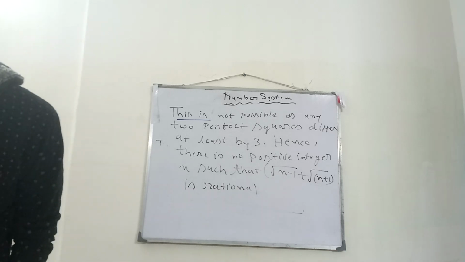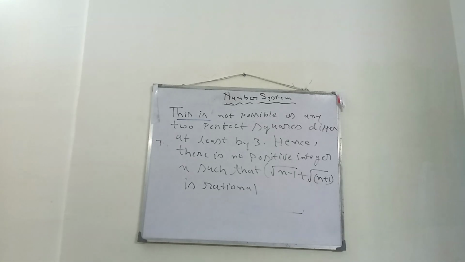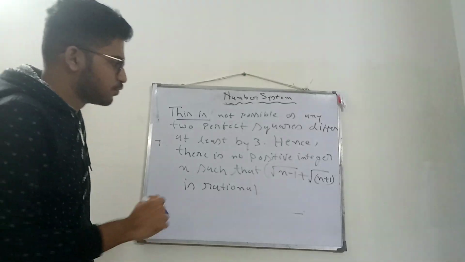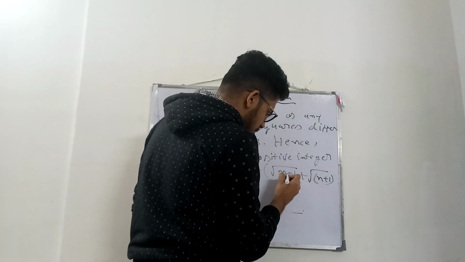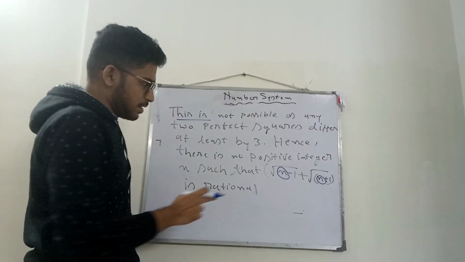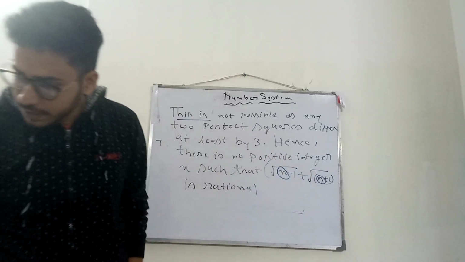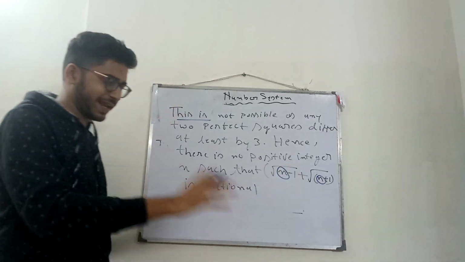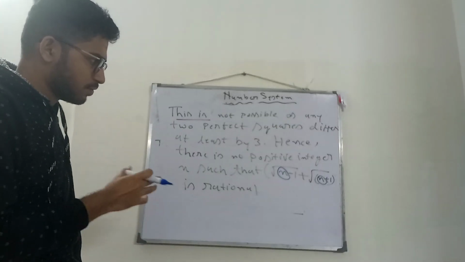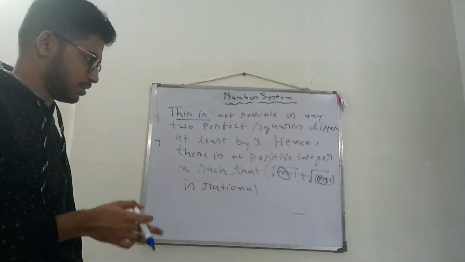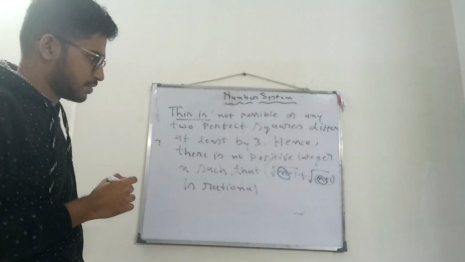So what we have to find out is that the question was that we have to find all positive integers, which means we have to find the n so that root n minus 1 plus root n plus 1, their additional value is rational.